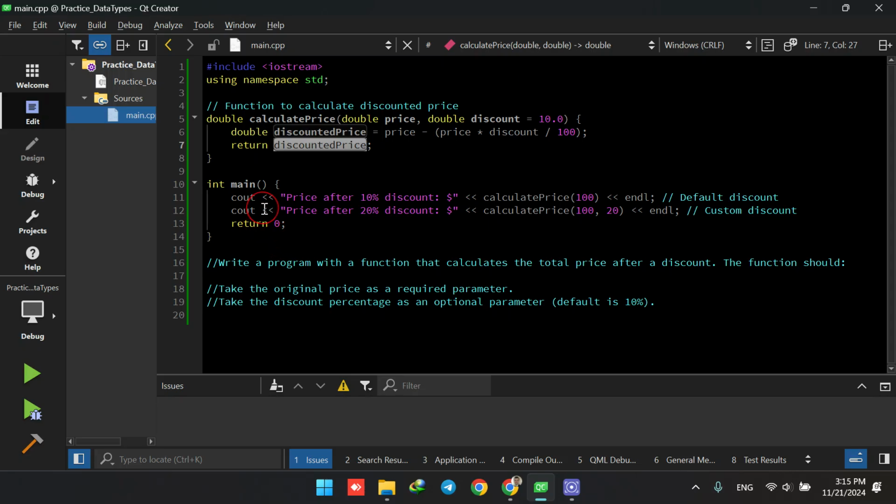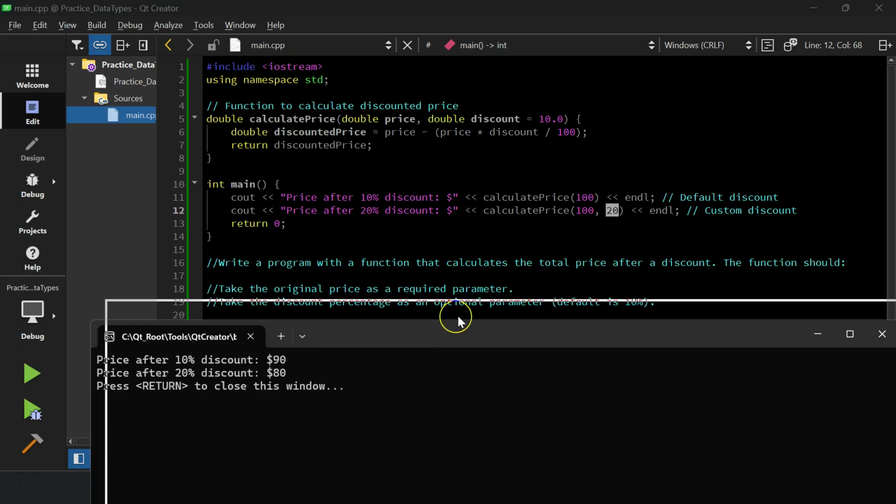Then we are saying, cout price after 20% of discount. Let's call the same function, however with two arguments this time. The price is still 100. However, because the second argument of the function is a default parameter, and we are calling the function using two arguments, the second argument is going to overwrite the default value of 10. So now that we are calling it with 20, it's going to replace 10 with 20. Let's run the code and see how it works, and then we are going to analyze the code once more.